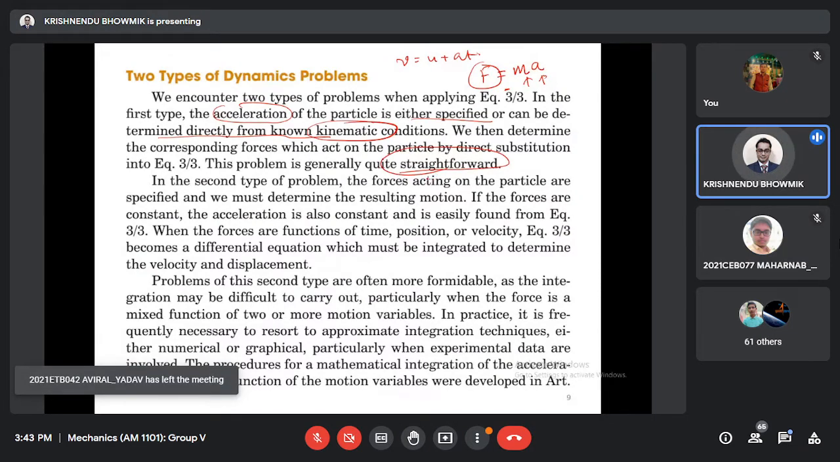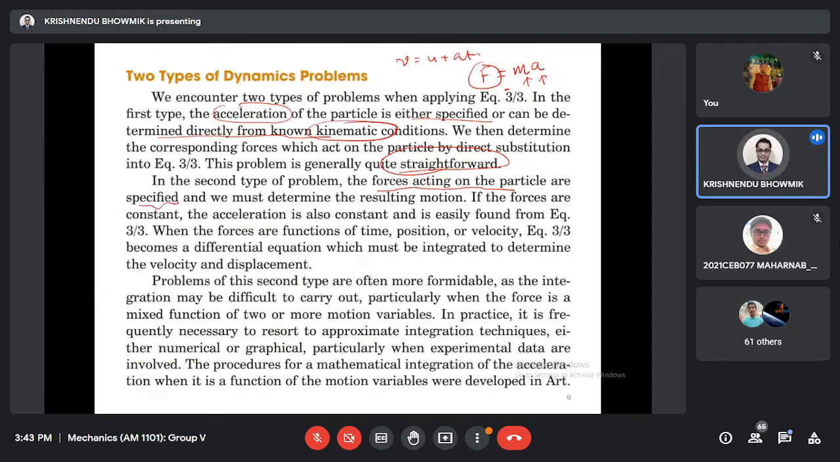But in the second type of problems, maybe the forces acting on a particle are specified. Force is given, and we must determine the resulting motions. Check this carefully: this F is nothing but the resulting force.